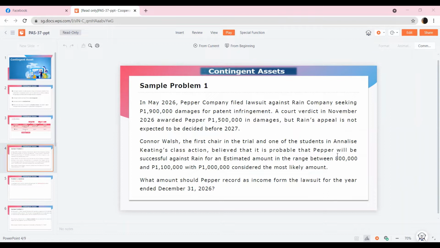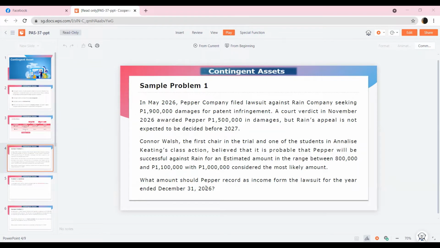So, ano yung usapan natin? Bago tayo mag-recognize ng asset at gain, dapat reasonably certain yan. So, kung probable lang na magiging successful tayo against Rain, see to it na kapag tinanong tayo ngayon na what amount should Pepper record as income from the lawsuit for the year ended December 31, 2026, our final answer will still be 0. Kasi nga, probable pa lang.